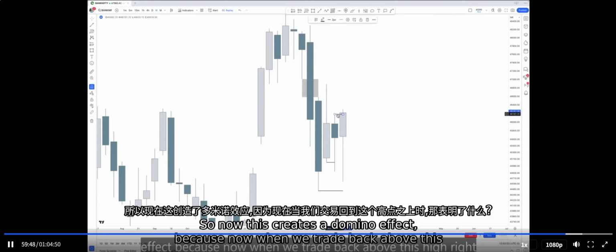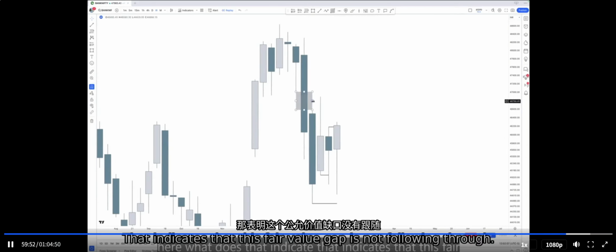Because now when we trade back above this high right here, what does that indicate? That indicates that this fair value gap is not following through, that now the target can become this premium array right there. After that, we have a few breakers right there. But ultimately, we are aiming for those highs right now, because this was the only real place where we could still continue lower from. And we failed to do that.